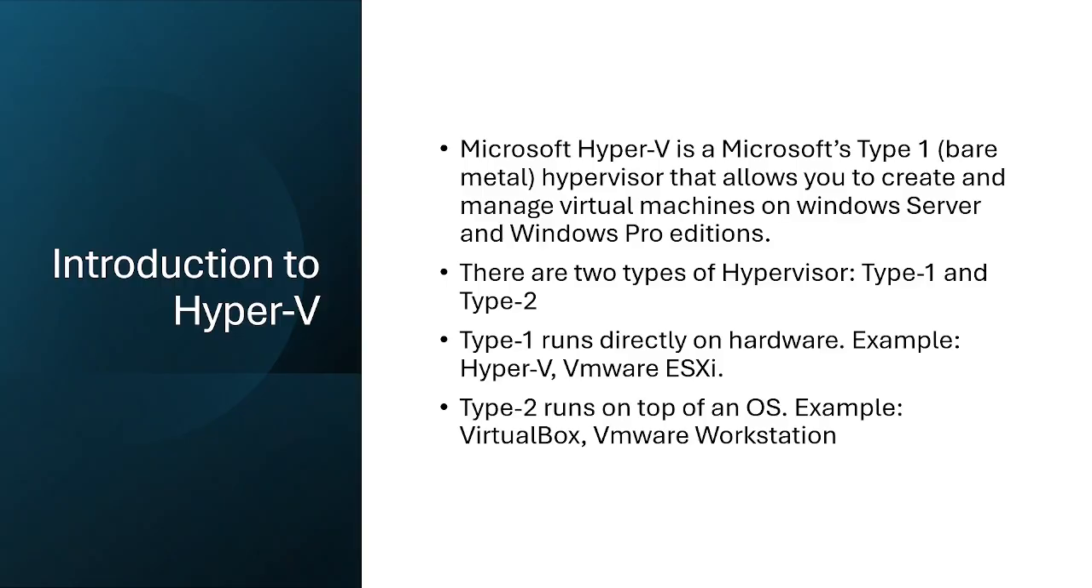A Type 2 hypervisor runs on top of an operating system. It is basically installed as additional software on an existing running operating system. Some examples of a Type 2 hypervisor include VirtualBox and VMware Workstation, etc.